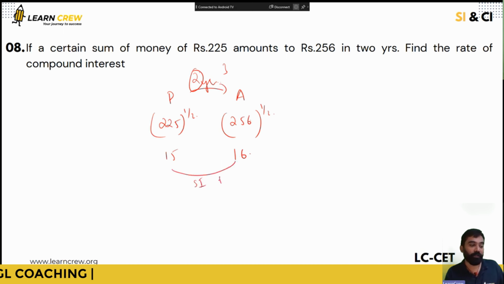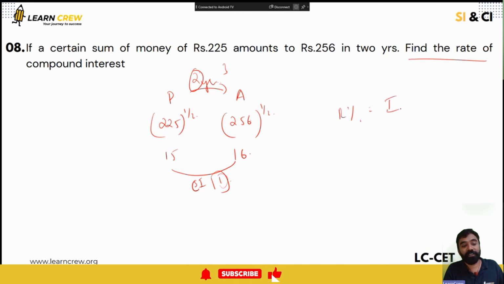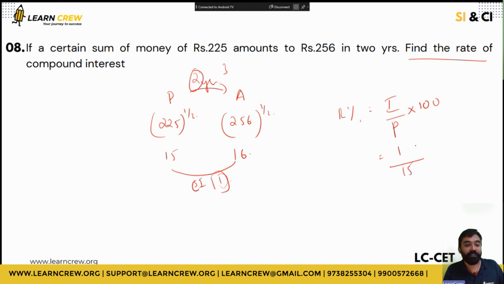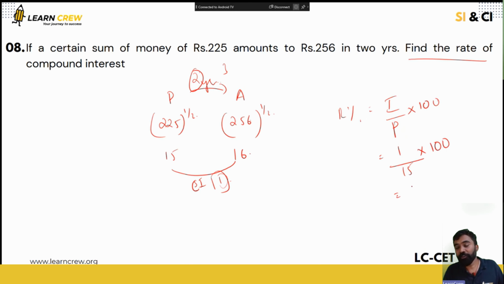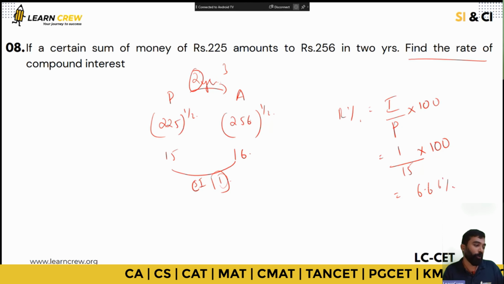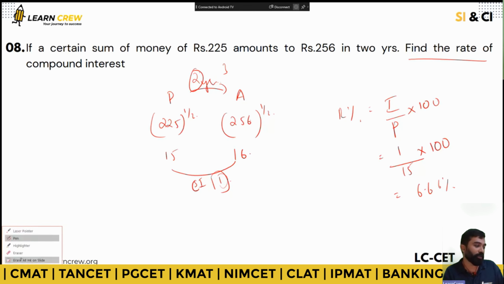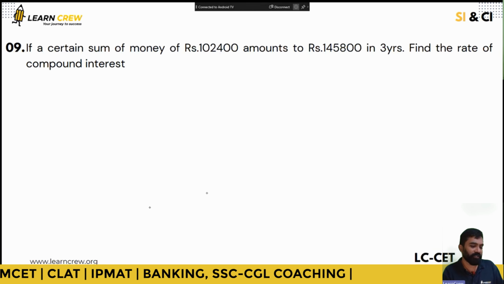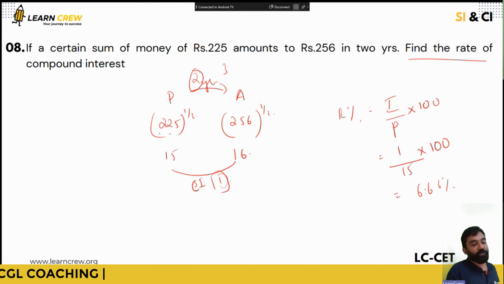Now, what are this 15 and 16? The compound interest is 1. If the interest is 1, what is the rate of interest? Interest divided by principal into 100. Interest is 1, divided by the principal 15, into 100. That is 1/15, which is about 6.66%.